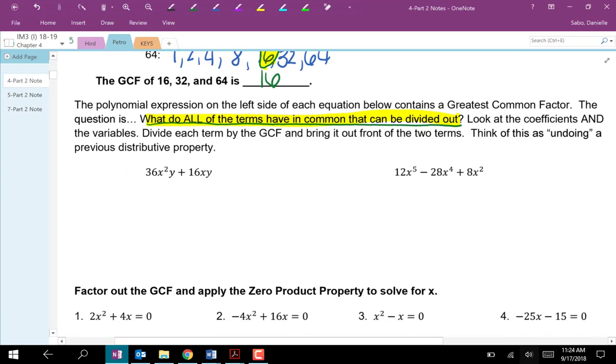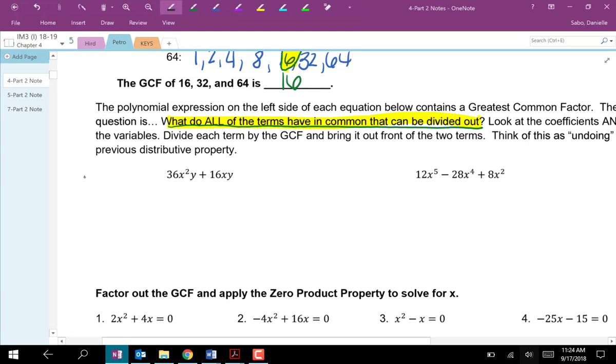So I always go off to the side and write what my GCF is. So my GCF, what number goes into 36 and 16? What's the highest number that can divide into both 36 and 16? 8 doesn't go into 36. 6 doesn't go into 16. 4 goes into both of them, yes. So 4 does go into both of them.